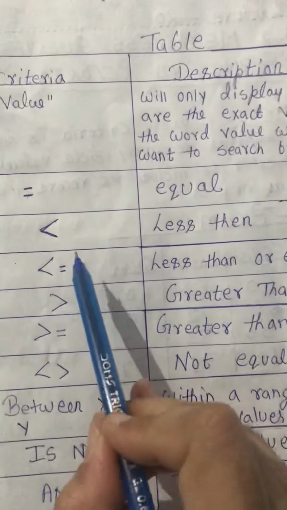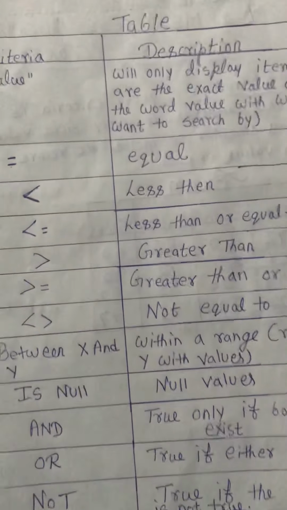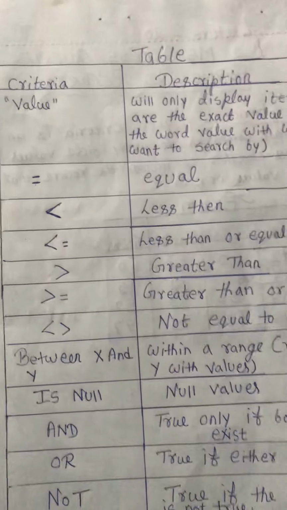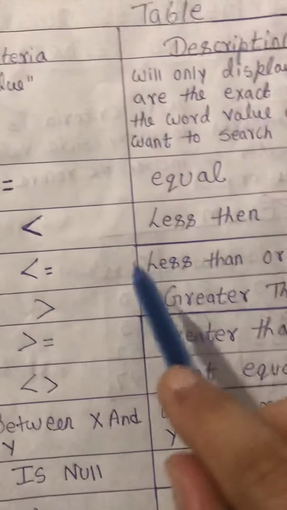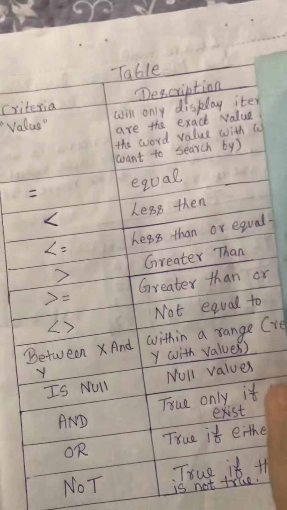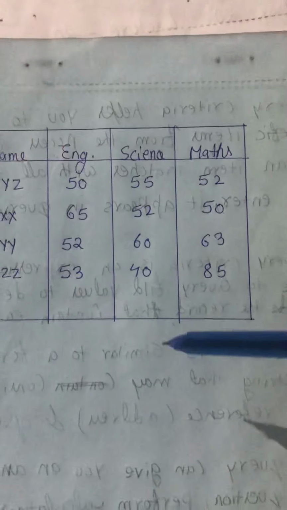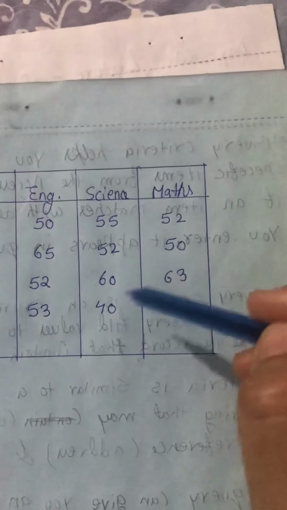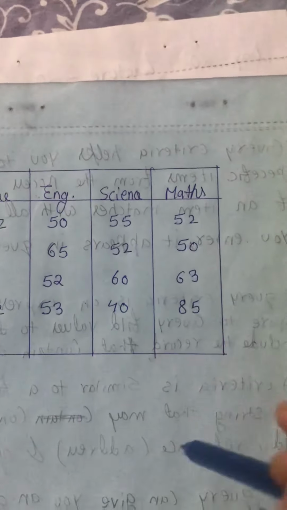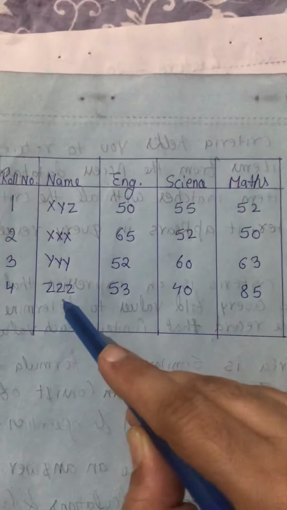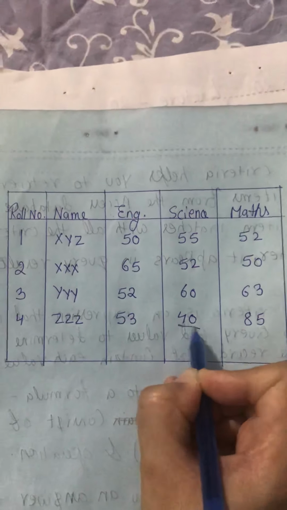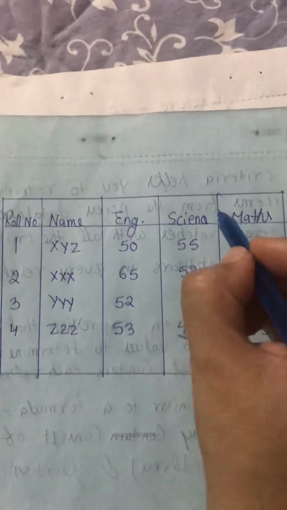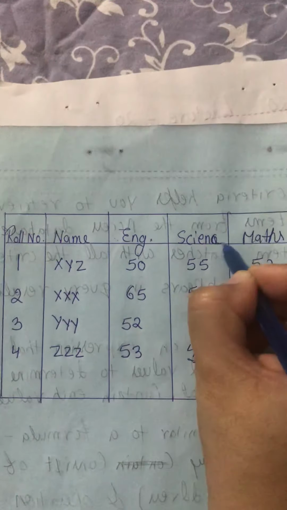And the less than means, see, I'm giving you the example with the help of the table, then you will be able to see. Less than means show the students whose marks are less than 52. Whose marks are less than 52? Triple Z marks is less than 52, that is 40 in the science. Correct.